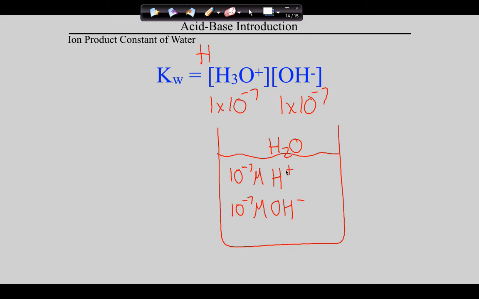Why do I keep saying room temperature? Because you understand that equilibria shift based upon temperature. If we knew if this process were endo or exothermic, we could figure out what would happen to these molarities as we increased or decreased temperature, but I don't know and we're not going to worry about it. We're always going to say room temperature. But guys, here's the deal. At room temperature, this is 10 to the negative 7th molar, this is 10 to the negative 7th molar, this is 10 to the negative 14th.